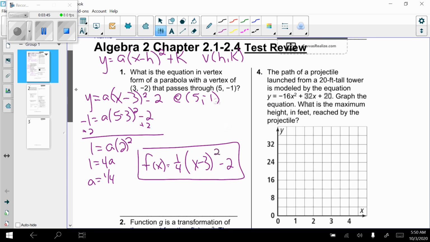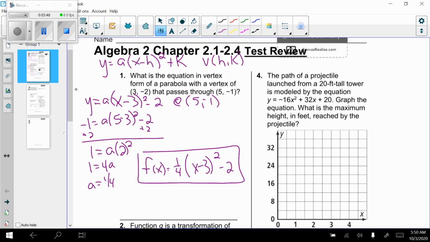All right, so now number 4. The path of a projectile launched from a 20-foot tall tower is modeled by the equation y equals -16x squared plus 32x plus 20. Graph the equation. What is the maximum height in feet reached by the projectile? So very first thing again I want to do, take this equation that they give to me. I need to find out what my vertex is, and then I can graph it. Once I find my vertex, then we will make an xy table, pick the points.